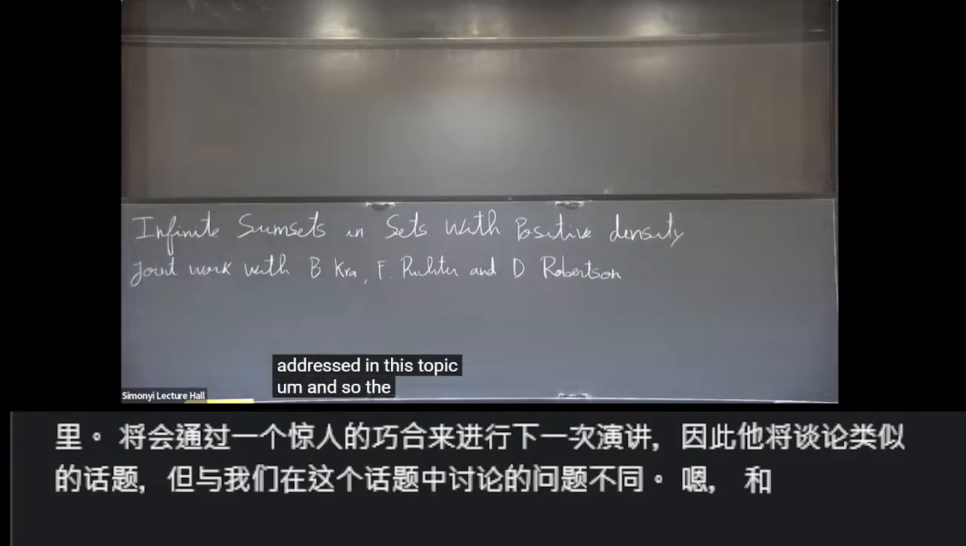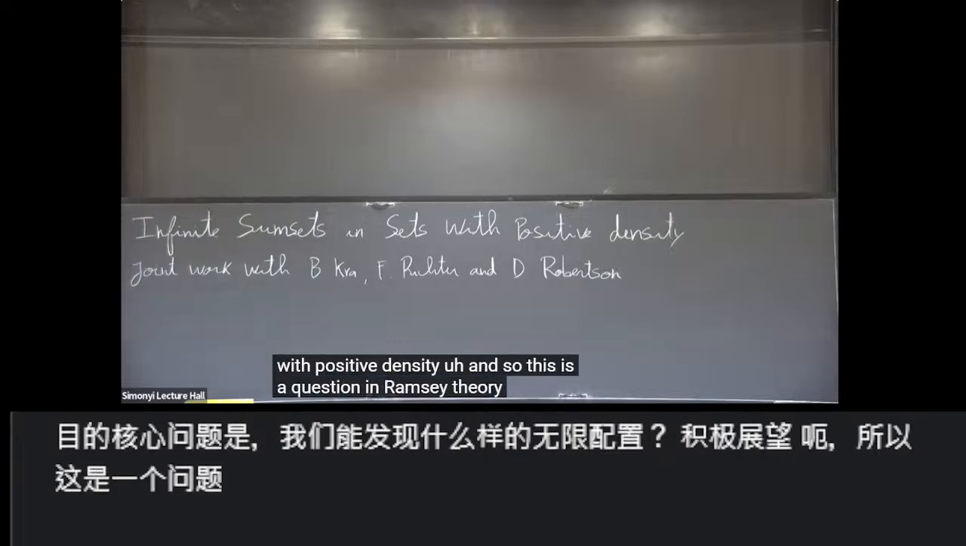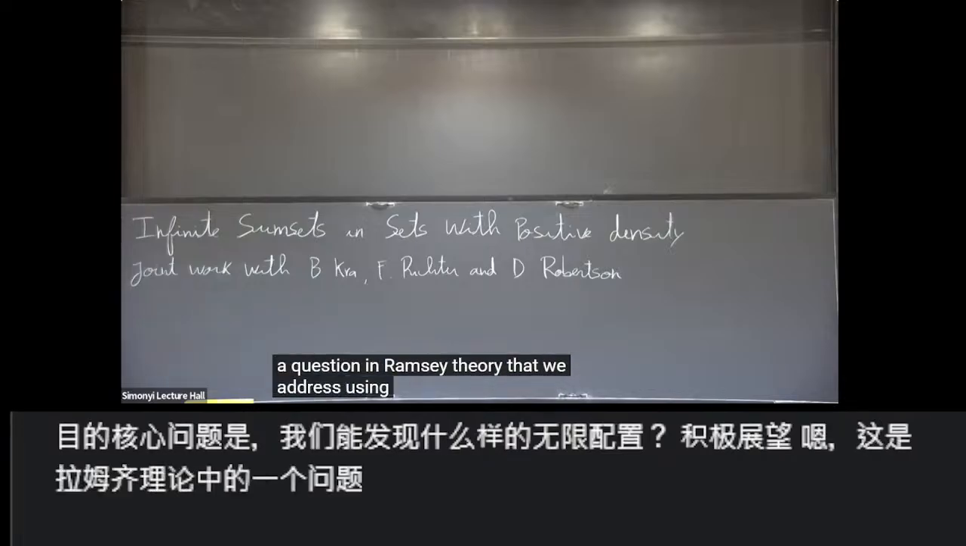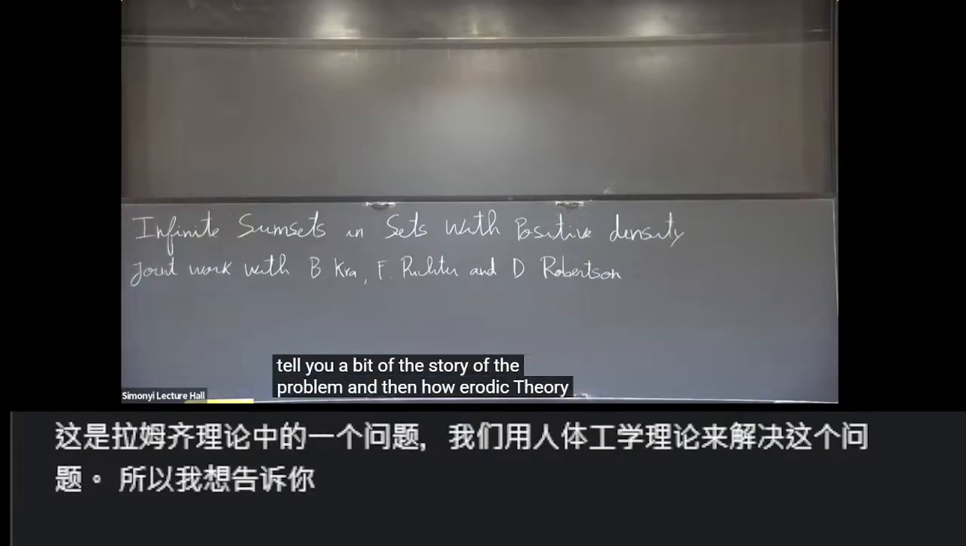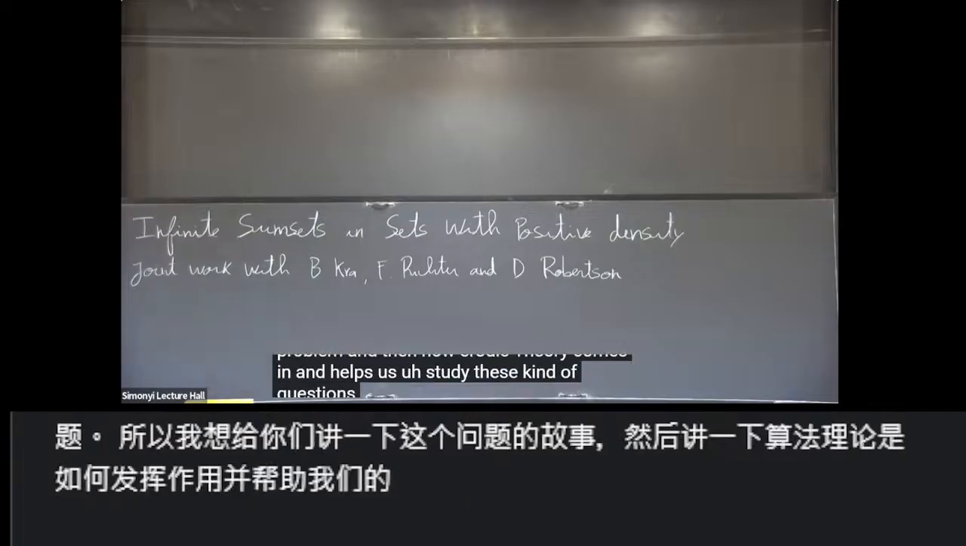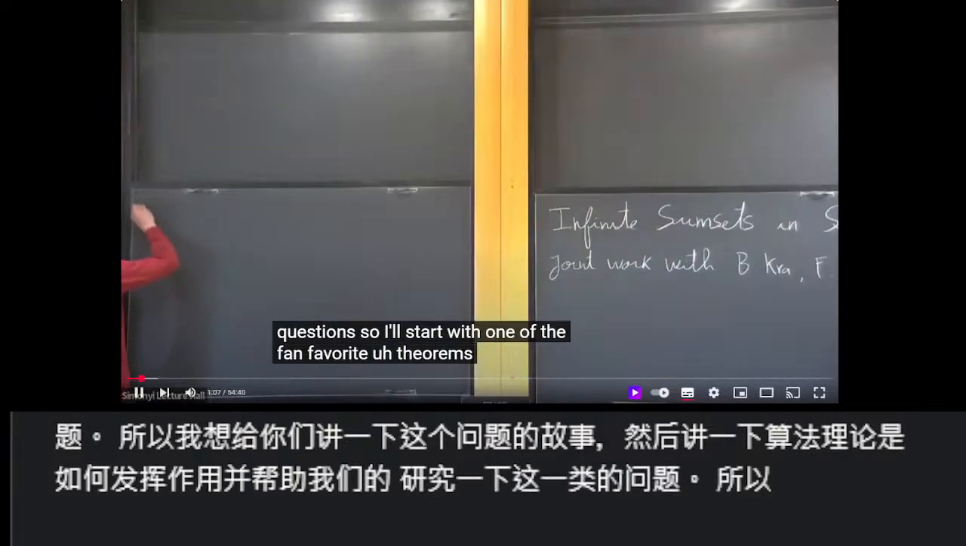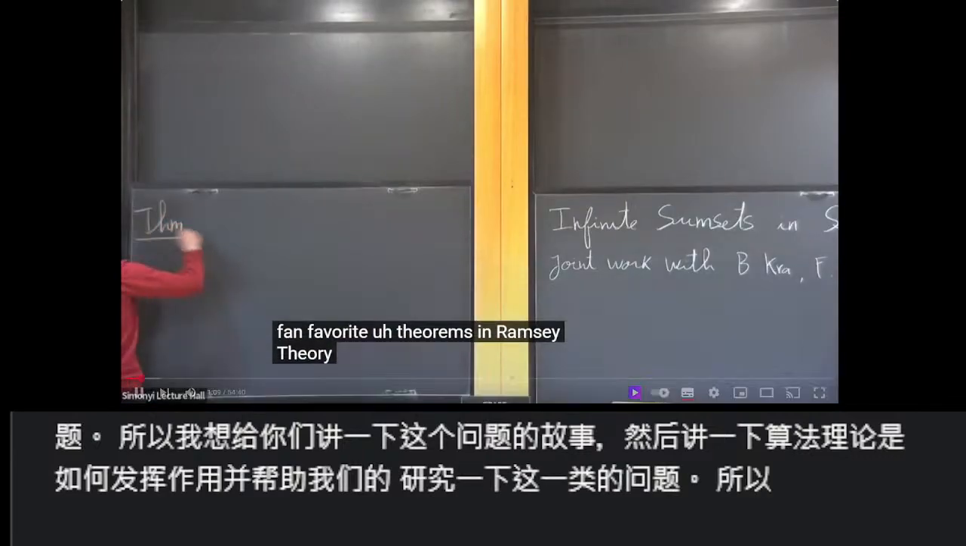The overarching question in this project is what kind of infinite configurations we find in sets with positive density. This is a question in Ramsey theory that we address using ergodic theory. I want to tell you a bit of the story of the problem and then how ergodic theory comes in and helps us study this kind of question. I'll start with one of the fan favorite theorems in Ramsey theory, due to van der Waerden.